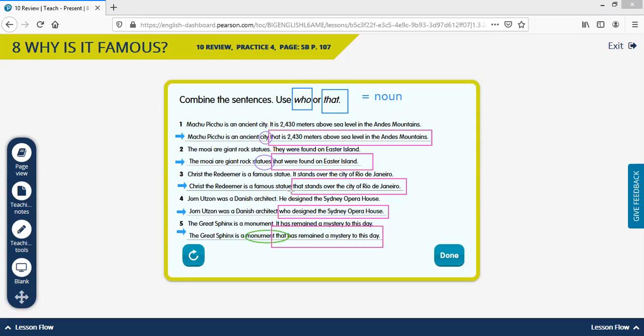Number 3, that stands over the city of Rio de Janeiro. This is extra information about statue. Number 4, who designed the Sydney Opera House? This is extra information about architect. And the same thing in number 5. The relative clause is extra information about monument. It's always necessary to put these two together.